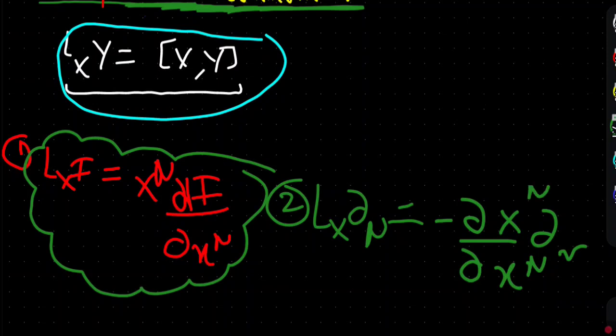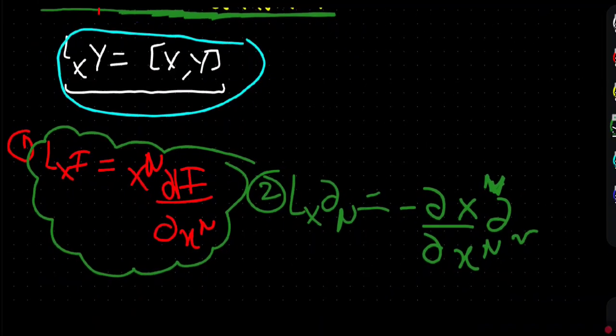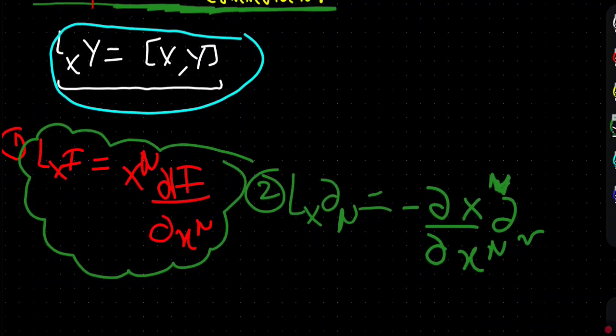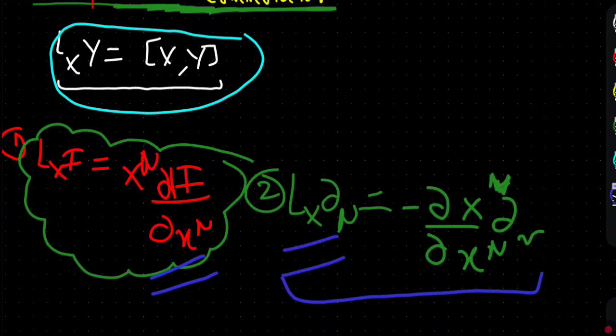This is one of the most important results that you have to remember: when you act the Lie derivative on a coordinate basis del mu, it is equal to minus del X^nu divided by del x^mu times del nu. You can prove this generally, but the proof is quite long, so I will not derive it here. In the next video, for sure, I'm going to derive both of these two results.